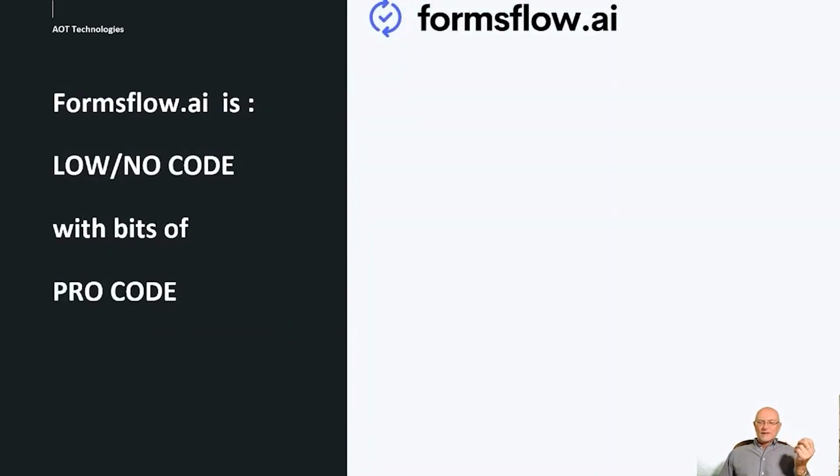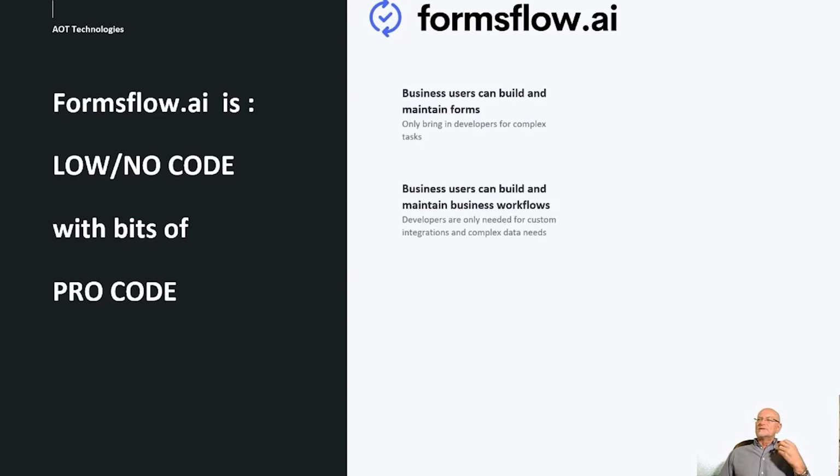So with all of this in mind, AOT decided to build a low-code, no-code framework, which was called FormsFlow.ai, with one of the primary goals being that of allowing business users to maintain the system with little or no professional developer involvement. So we set out to build a system where business users can build and maintain forms, where business users can build and maintain business workflows. As the workflows change, it should be possible for the people who know the business the best to make the changes to the workflow. Business users should be able to create dashboards. They should be able to see the data that they need to see without getting developers involved.